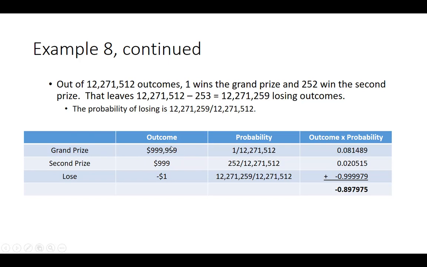For the grand prize, the outcome is not 1 million because you have to subtract the $1 that you spent. The grand prize would be considered 999,999 times the probability of 1 over 12,271,512. That gives us this row's value, outcome times probability, of 0.081489.